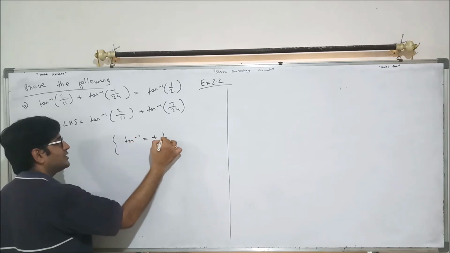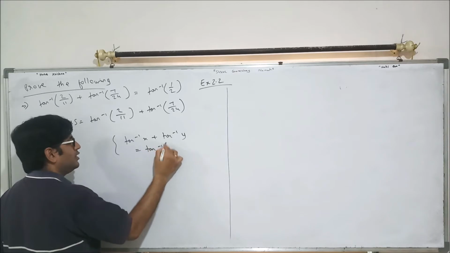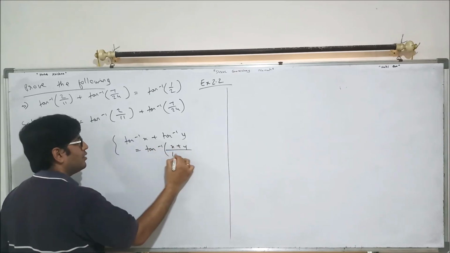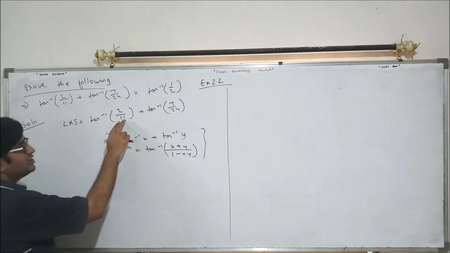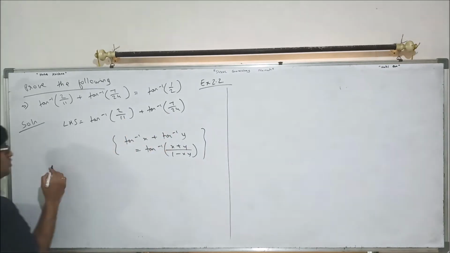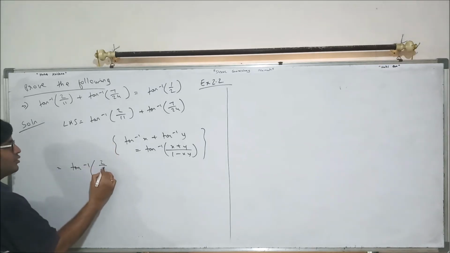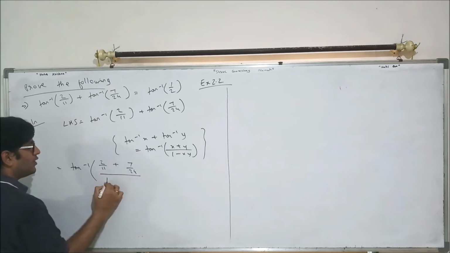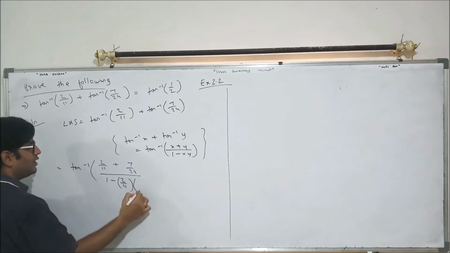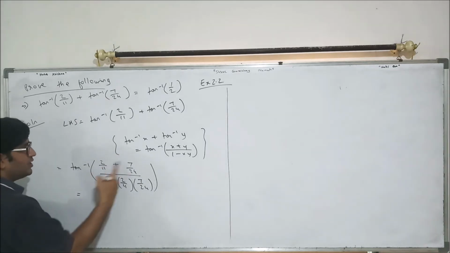Tan inverse of x plus tan inverse of y is equal to tan inverse of x plus y upon 1 minus xy. Okay, so we are going to apply this formula. So consider this term as your x and this is your y. So what we get is tan inverse of, in place of x we will write 2 upon 11, in place of y we will write 7 upon 24, upon 1 minus 2 upon 11 into 7 upon 24. So if you simplify, we do cross multiplication over here.